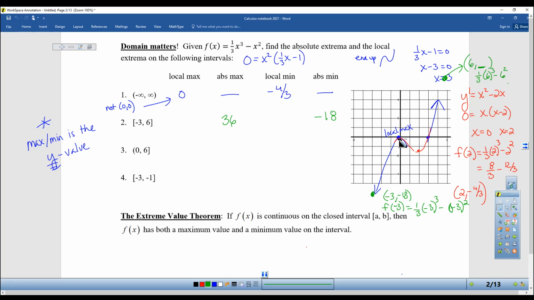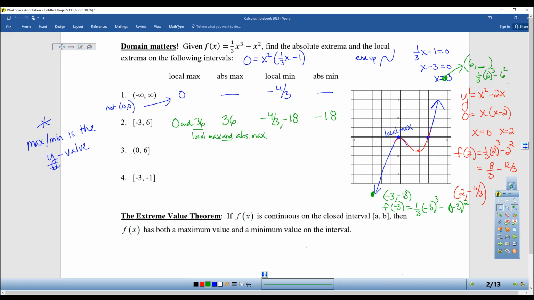Now there's still a local max there. So 0 is still one of the answers, and 36. So this is a local max and an absolute max. Because for everything around it, locally, it is the maximum, but it also happens to be the absolute maximum. So how does that affect local minimum? Same thing. -4/3 is a local minimum, but -18 is also a local minimum.